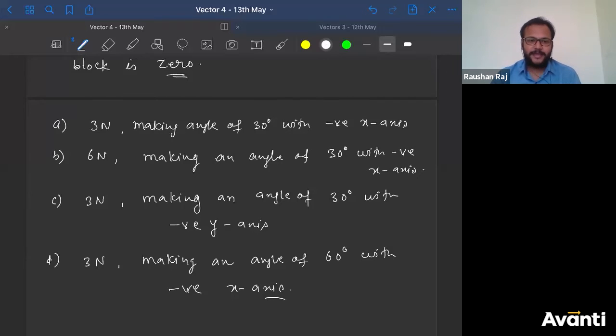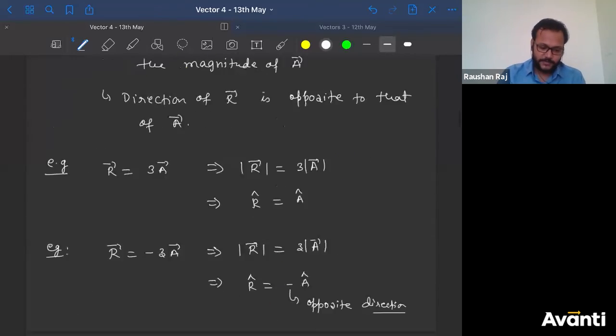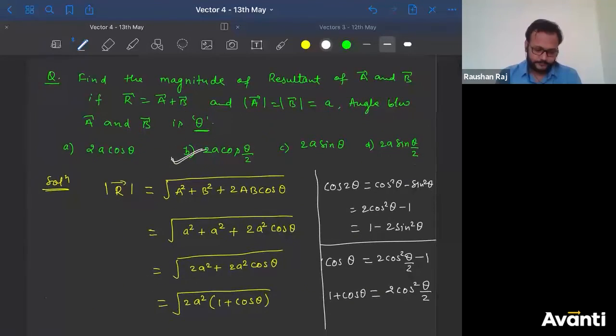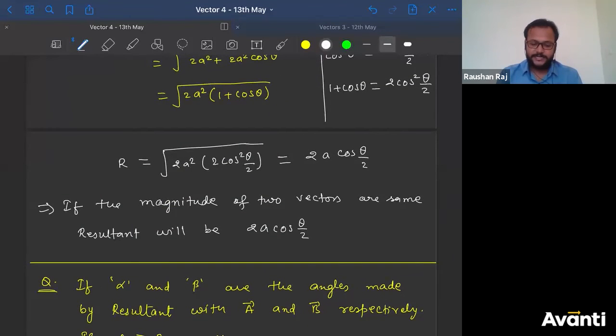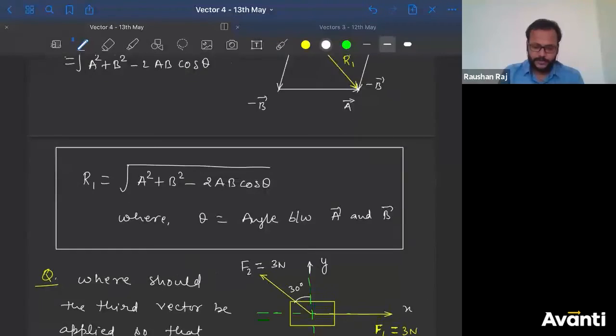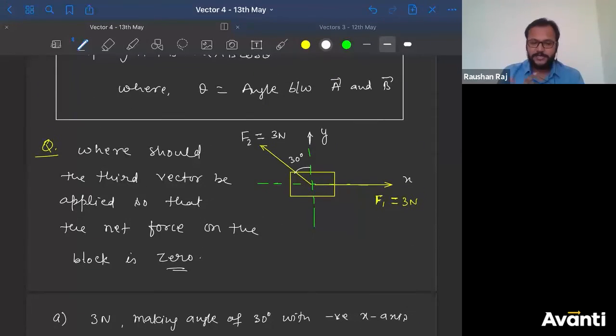3 न्यूटन तो इजी हो गया ना यार। लाइक इफ टू वेक्टर्स आर हैविंग सेम मैग्नीट्यूड, if the vectors are having same magnitude and if I ask you to add them, what is the formula for that? But just now we have figured out 2a cos theta by 2, right? देखो अभी भी किया था ना कुछ देर पहले। See, so if the magnitude of two vectors are same, resultant will be 2a cos theta by 2. तो 2 into a क्या है? a is what? 3. तो 2 into 3 into cos theta by 2.